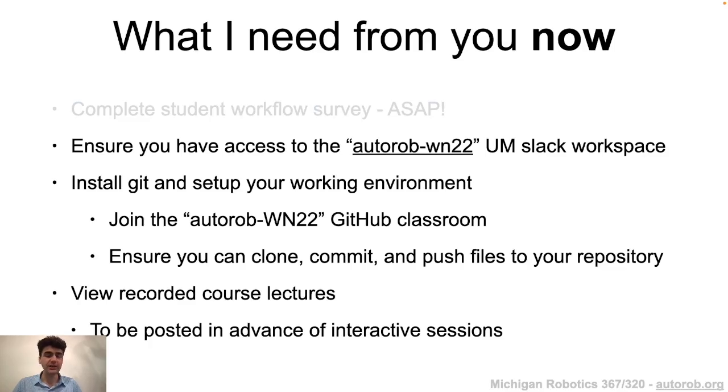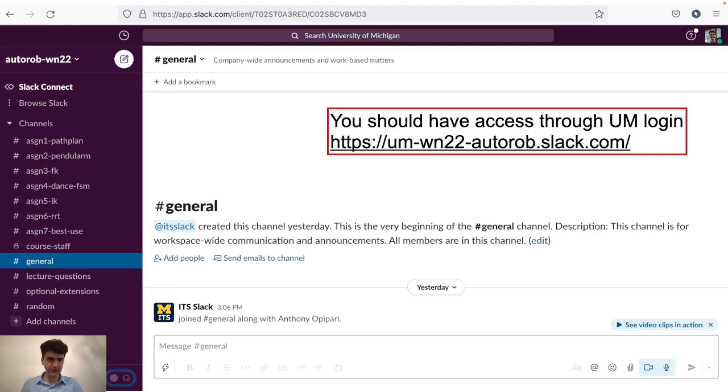So once you've completed that, the second thing you should do is make sure that you can access the AutoRob Slack workspace. There's a link to the Slack workspace on our homepage and also embedded in this PDF slide. If you click on that link, it should take you to the Slack workspace. You should have to log in with your UM credentials, so it should be linked to your unique name. But let me know by email or at my office hours if you have any issues with Slack or getting access to Slack, and we can resolve those.